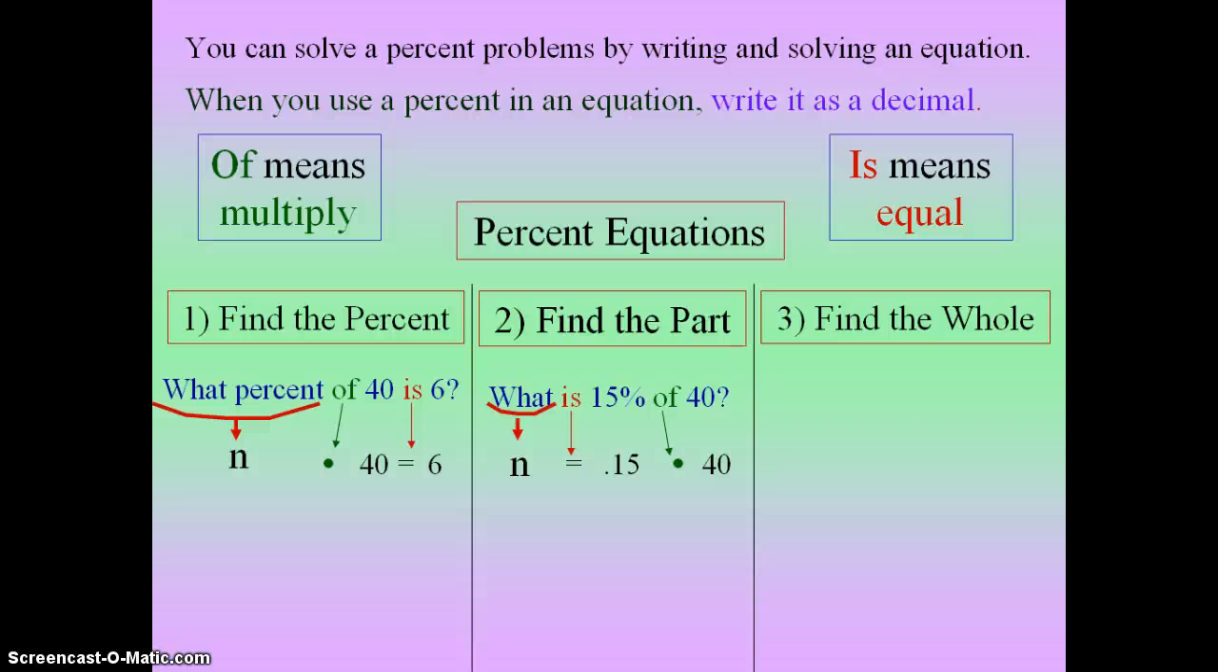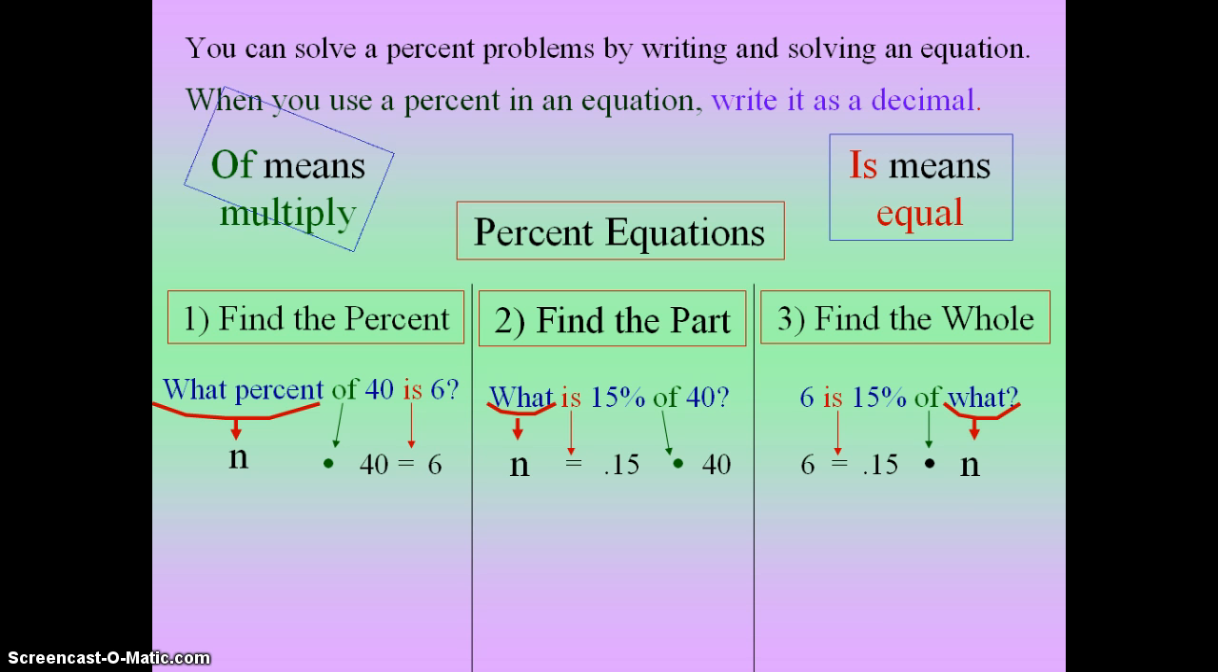For number 3, I'm going to find the whole. Let's say the question is, 6 is 15% of what? Since the whole is the of what, that's why it's the whole amount. So 6 is 15% of what? Then I would take 6, and the is is my equal sign. The 15%, I want to change into a decimal. And of means I'm going to multiply it with what? Well, I don't know what is, and that's going to be my variable.